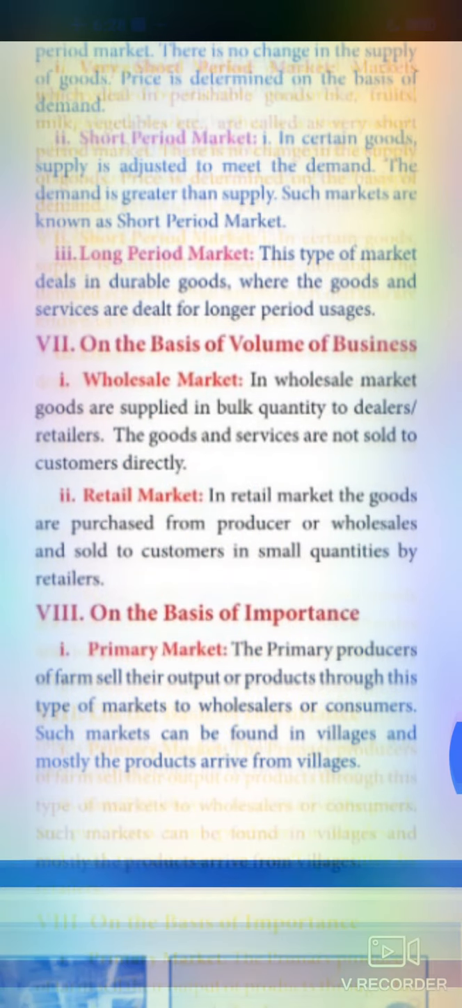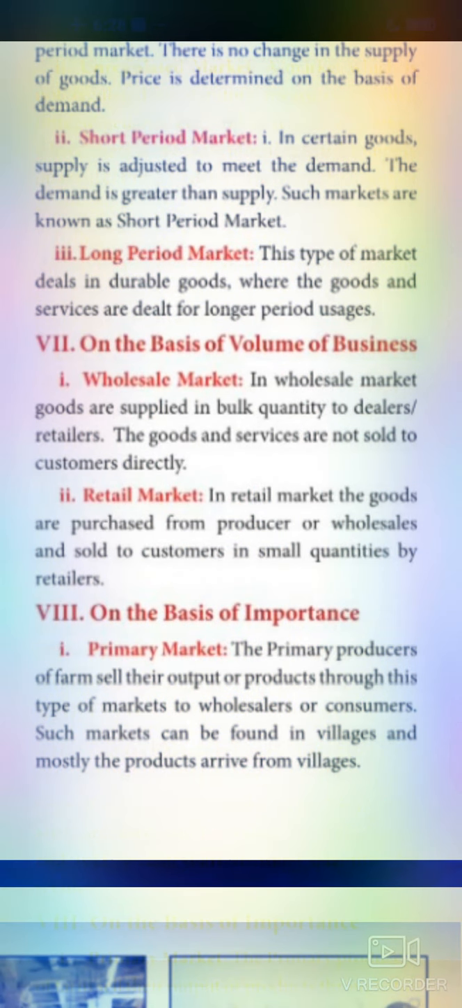And then next one is on the basis of volume of business. First one is wholesale market. In wholesale market, the goods are supplied in bulk quantity to the dealers and the retailers. Business always happens in bulk in this place. So here the goods and services are not sold to customers directly. Next one is retail market.